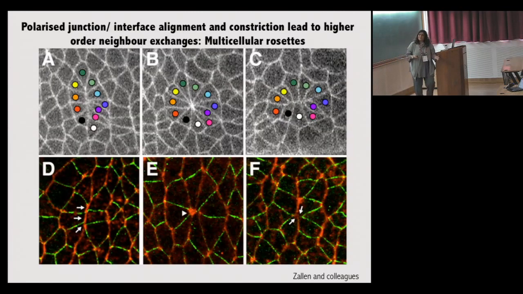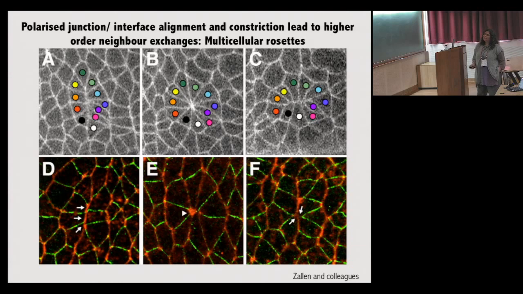Okay, and this is just an example of a real life multicellular rosette where cells align themselves into columns and then form a rosette-like structure that then resolves in the opposite direction, allowing extension in the opposite direction. What you're seeing here is the distribution of two proteins, right? One in red and one in green.